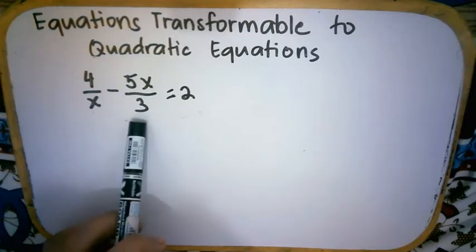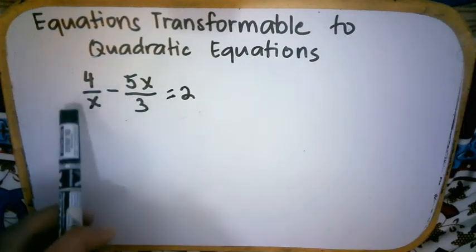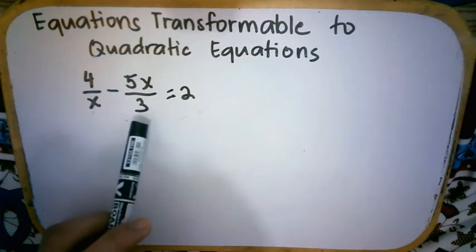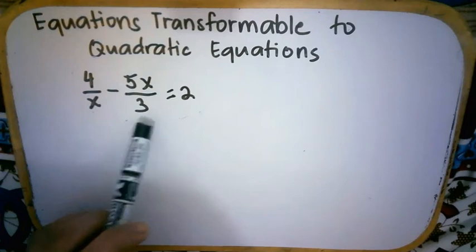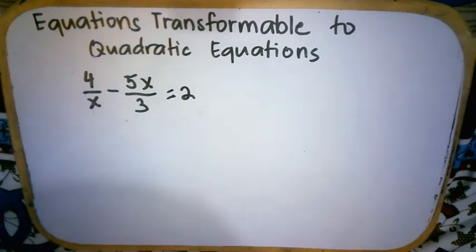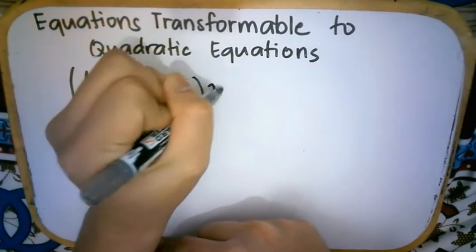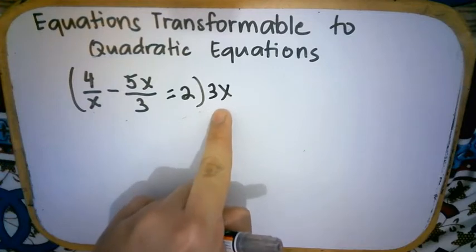So we have 3 and then x. So kukunin natin yung LCD. And how to do that? Most of the time, minumultiply yung denominator. So 3 times x is 3x. Therefore, ang ating LCD is 3x. After makuha yung LCD, we are going to multiply that to the whole equation. So we're going to multiply the whole equation by 3x since ito yung LCD na nakuha natin.